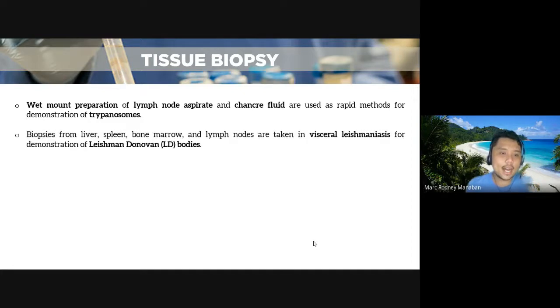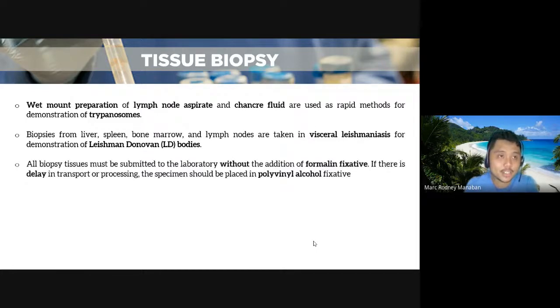Biopsies from liver, spleen, and bone marrow. Usually, we get the sample if the patient is suffering from visceral leishmaniasis. This is the deadly form of leishmaniasis, and we look for the Leishman-Donovan bodies. We'll discuss more about that when we go to leishmaniasis.